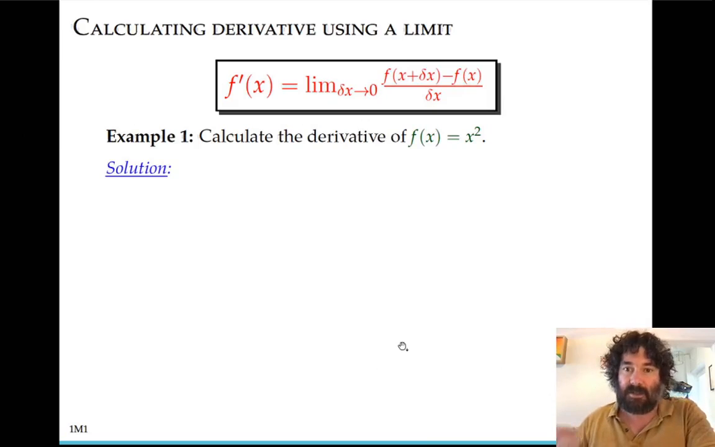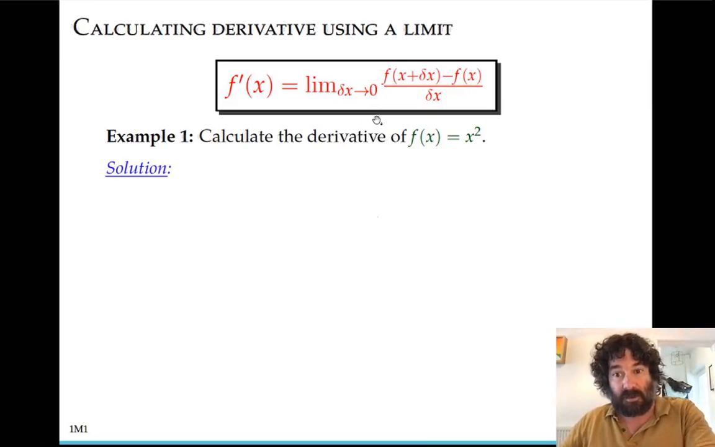And so I'll do an example. As we move on, we're actually not going to use this formula in terms of the limit very often. We'll use a series of rules that we learn for calculating derivatives. But this is the basis of differential calculus, of taking derivatives, this formula. And I wanted to go over one example where we use this formula in red in order to calculate the derivative. And so suppose we have this function f of x equals x squared.